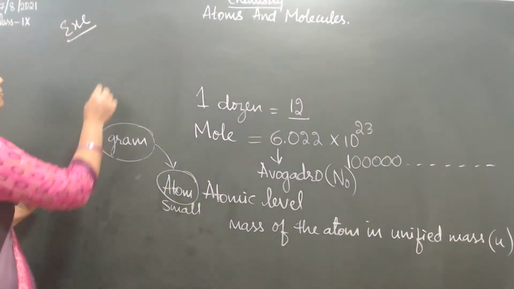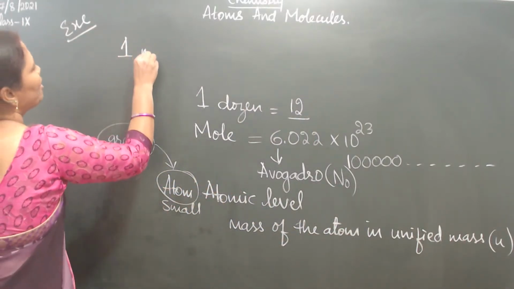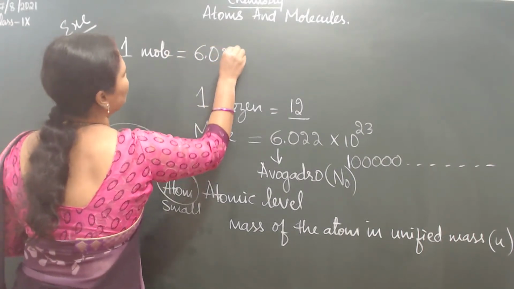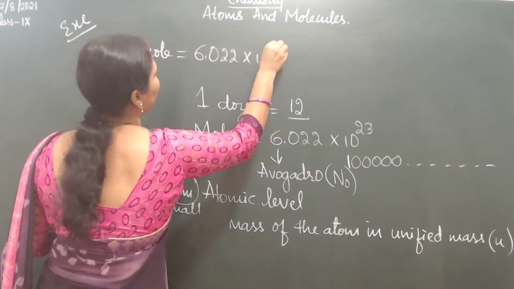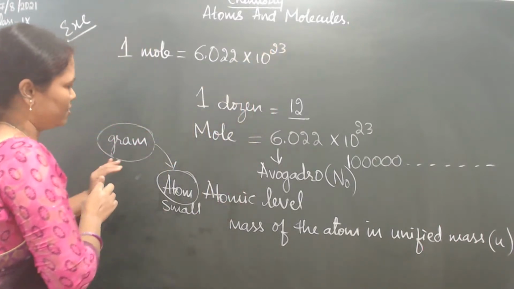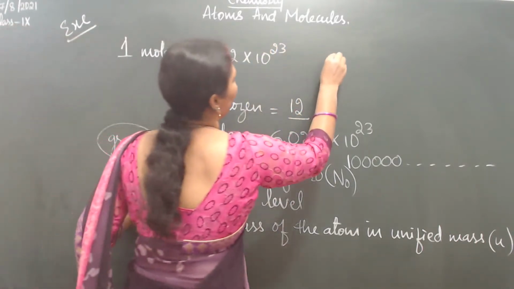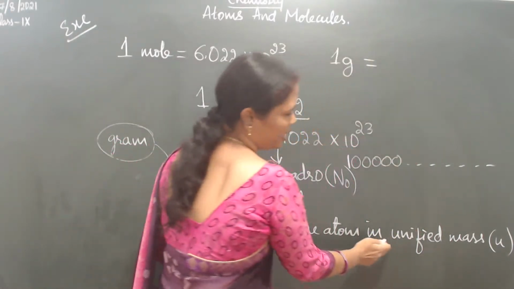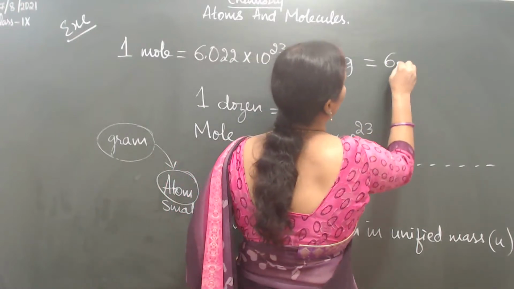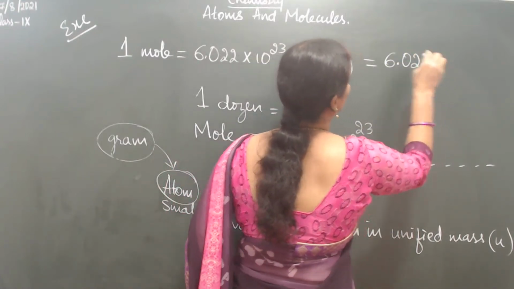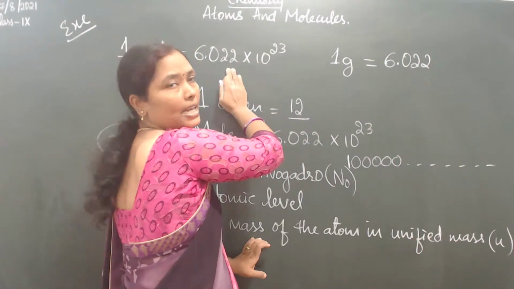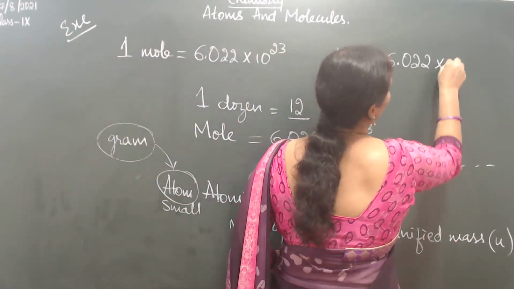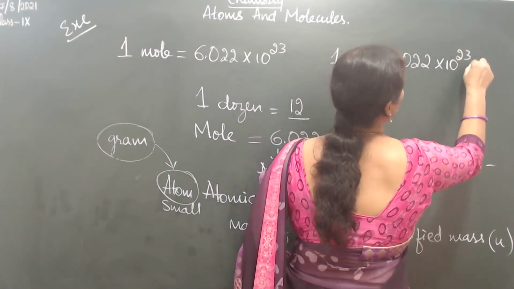So 1 mole is equal to 6.022 into 10 to the power 23. Here 1 gram is equal to this unified mass. This is the interrelationship, the relationship between the gram and the unified mass.